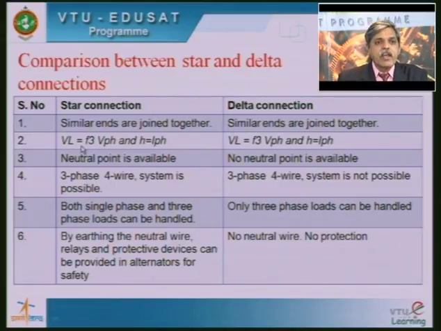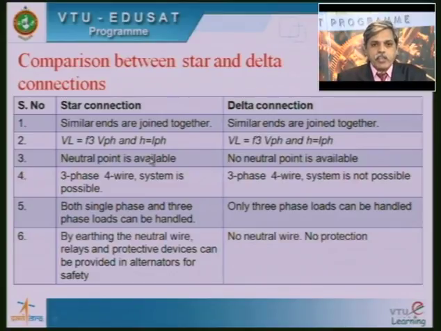Then VL is equal to root 3 V phase and IL is equal to I phase. Here also there is a typing mistake. It should be VL is equal to V phase and IL is equal to root 3 times I phase. This correction I will make afterwards.